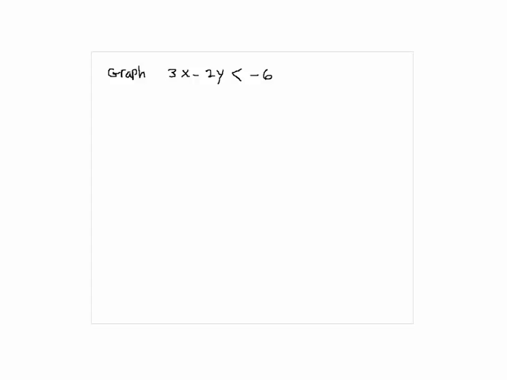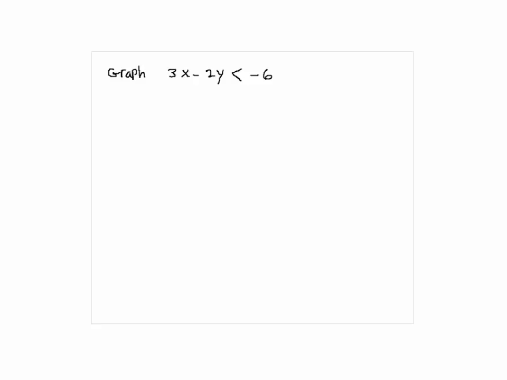Okay, graph 3x minus 2y less than minus 6. So you should be able to graph an inequality. To graph an inequality, you just graph the line just like you would for an equation. We did that also last time. So let's go ahead and graph that.